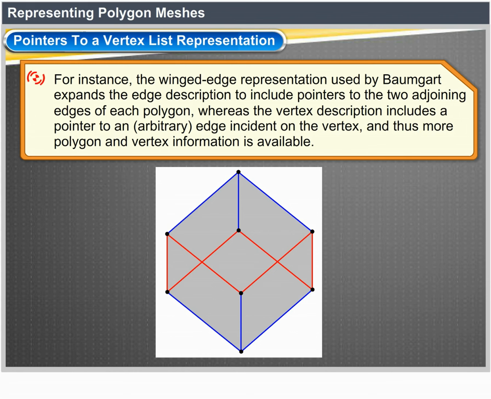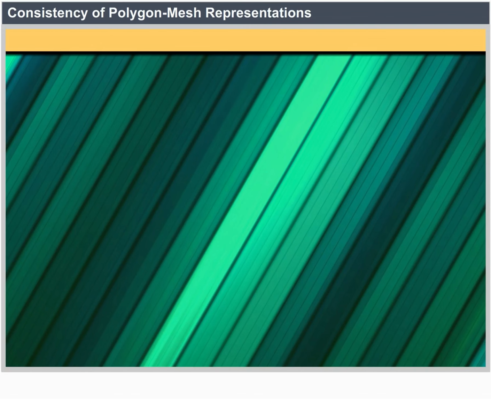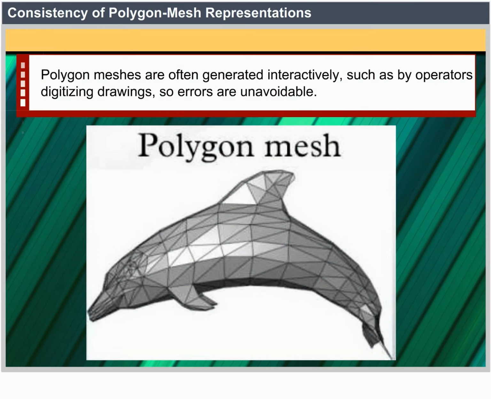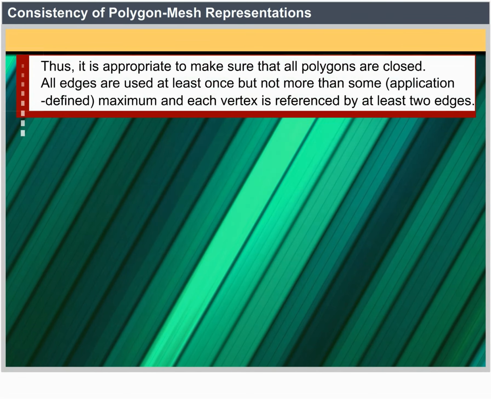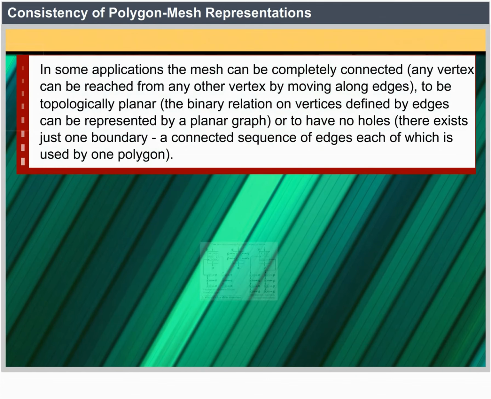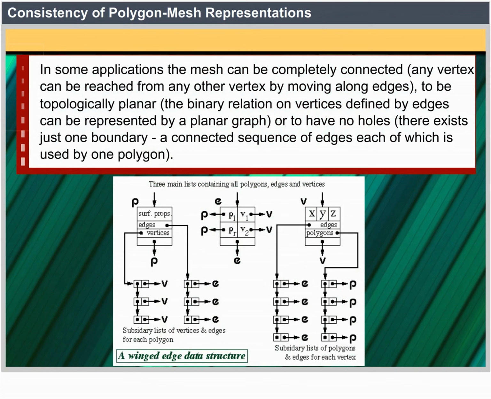Consistency of polygon mesh representations. Polygon meshes are often generated interactively, such as by operators digitizing drawings, so errors are inevitable. Thus, it is appropriate to make sure that all polygons are closed, all edges are used at least once, but not more than some application-defined maximum, and each vertex is referenced by at least two edges. In some applications, we would also expect the mesh to be completely connected: any vertex can be reached from any other vertex by moving along the edges.